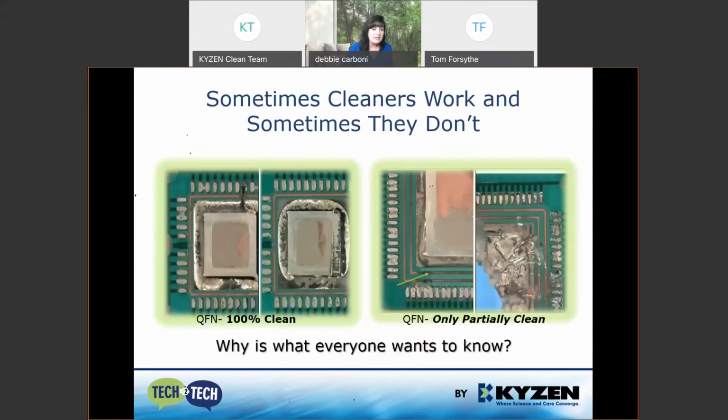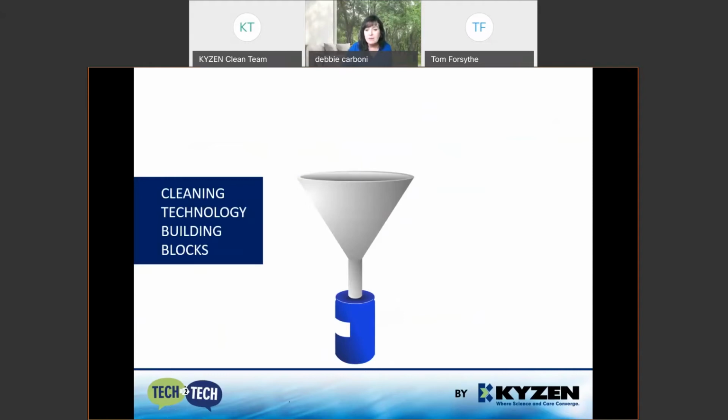It often can depend. For example, take this QFN. In one process, it's 100% clean. However, in another process, it's only partially clean. So what's the difference? The chemistry is the difference. Engineering a cleaning chemistry is kind of like baking a cake. Each ingredient has a specific job to ensure a positive outcome. A cleaning solution needs to be effective at cleaning a wide range of both organic and inorganic soils. To accomplish that, you need the entire recipe, not just one.